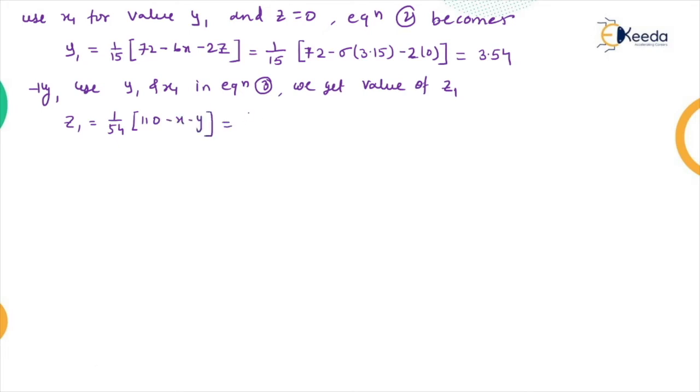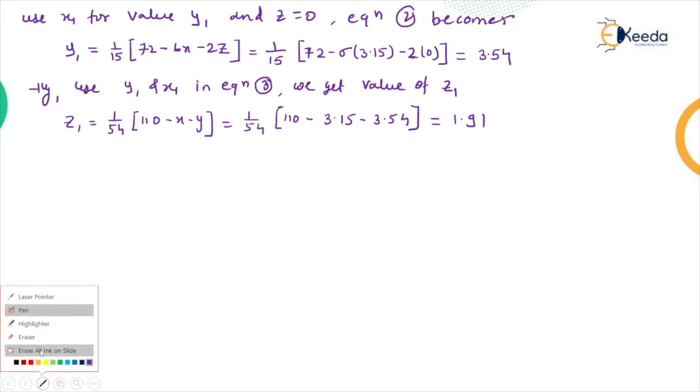So this is 1 divided by 54 in bracket, that is 110 minus the value of x1, which is 3.15, and minus the value of y, meaning the y1 value, you have to use the recent value, that is 3.54. After calculation we get 1.91. So this is all about the first iteration, guys. Similarly, you have to take the next iteration. So I am starting the next iteration here, that is the second iteration.